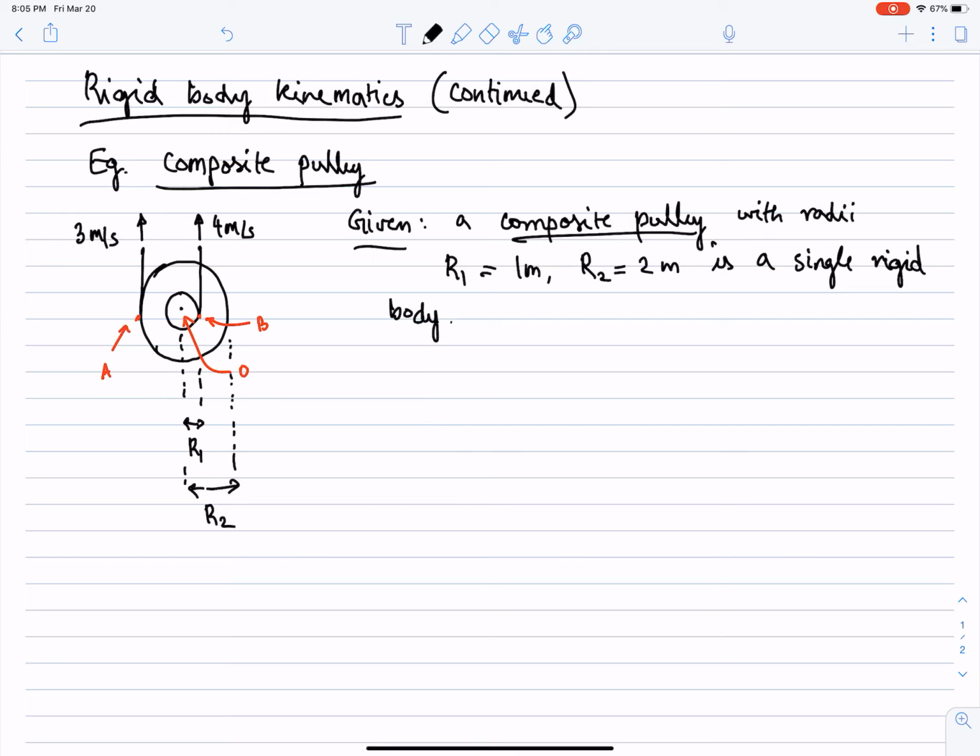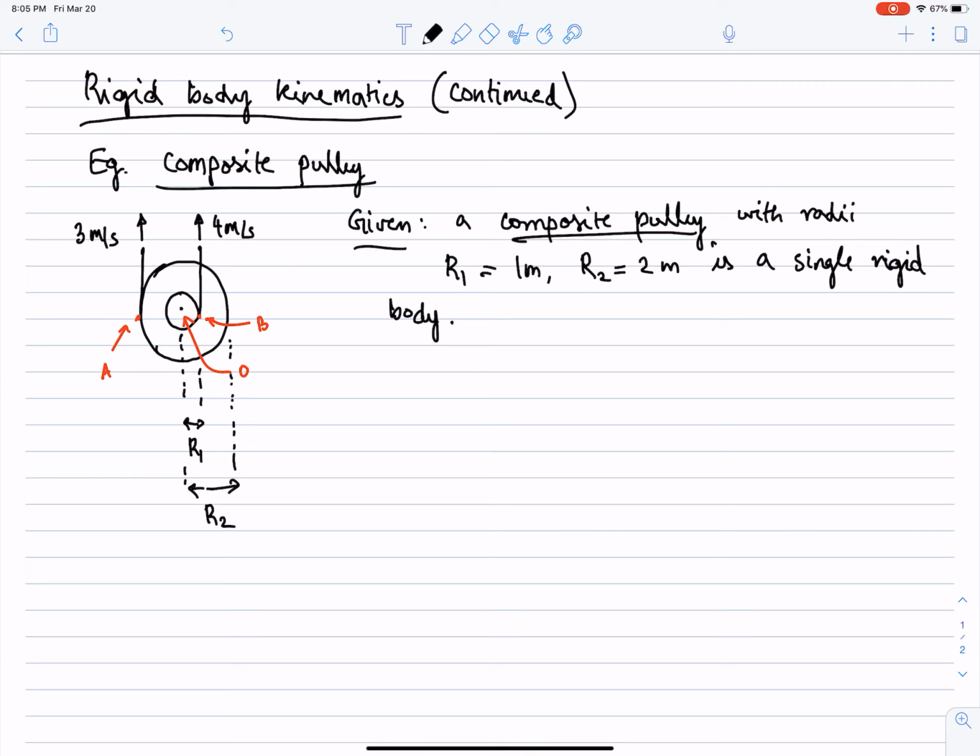Okay, what do we mean by that? So this thing is the pulley, and even though there are these two radii, it's not like the inner radius rotates relative to the outer radius. This whole thing moves as a single rigid body. In other words, points A, O, and B are all on the same rigid body, right? So they all move in a manner that the distances between them do not change, etc.